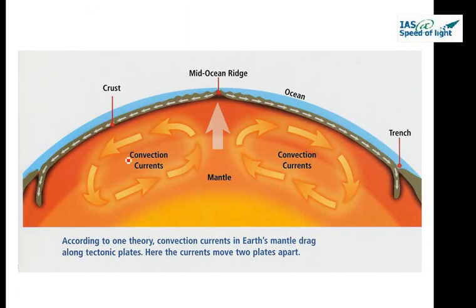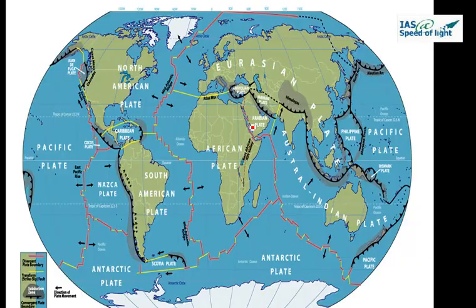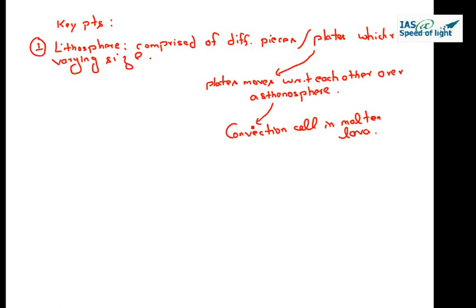So you can see, this is the mantle and the hot lava goes up, then it cools down, then it comes down again. So this leads to the movement of plates on the crust, or the plates in the lithosphere. So this is very simple. Lithosphere is made up of different pieces of plates which are of varying size. These plates move with respect to each other over the asthenosphere, and they move because of the geothermal energy which is received by the asthenosphere, made by the convection cell in the mantle.